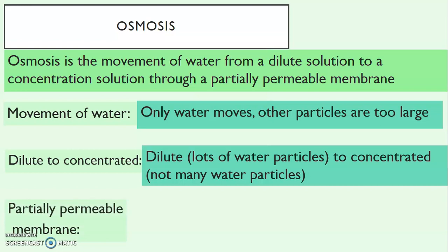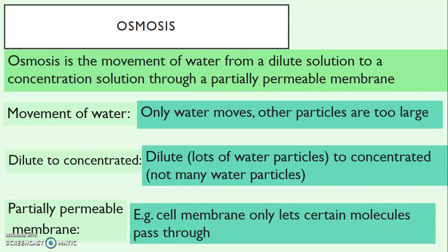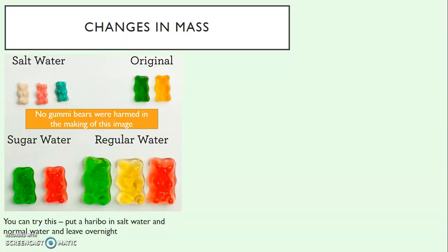And then your partially permeable membrane. This is a membrane that will only let certain molecules pass through. Classic example is your cell membrane, but it is anything that will only let certain molecules pass through. Now, osmosis can result in changes of mass.